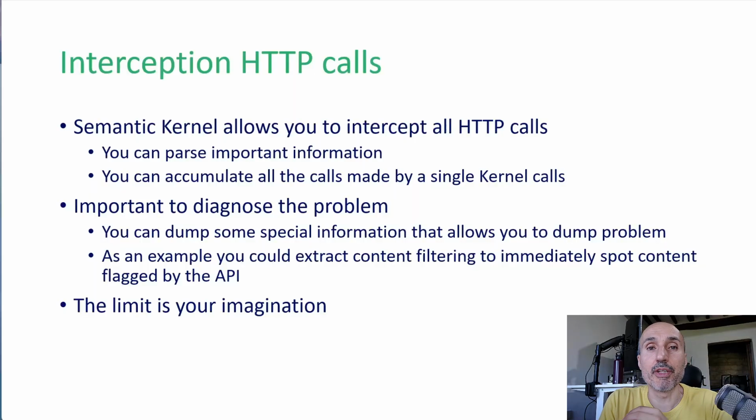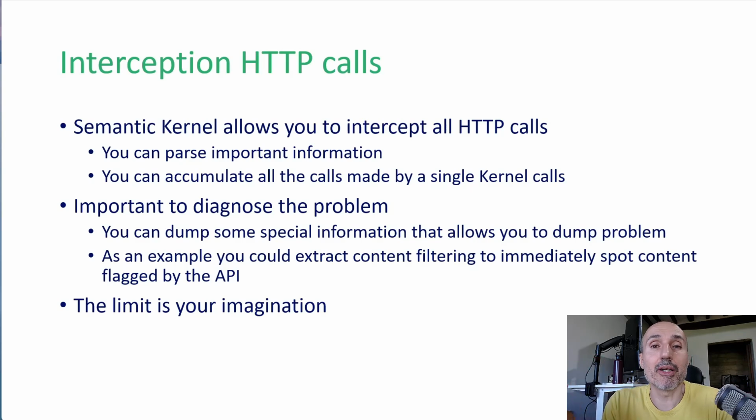And this concludes the video. So Semantic Kernel allows you in a very simple way to intercept everything that passes through the HTTP call from your code to the API. This is important because it allows you to parse requests and responses, extract everything you need, and it's very, very useful to diagnose problems. You can dump some special information, or as an example, you can extract the content filtering response part to understand if for some reason the prompt was flagged by the API and so the answer is not present.